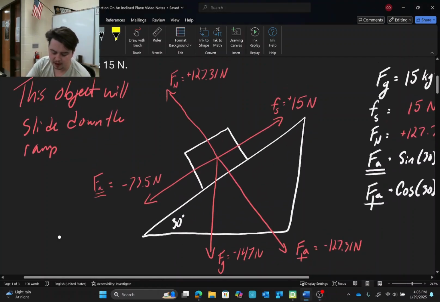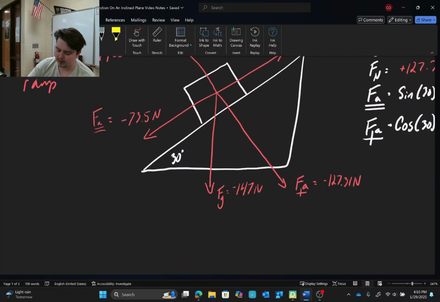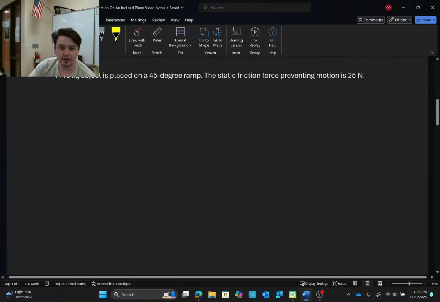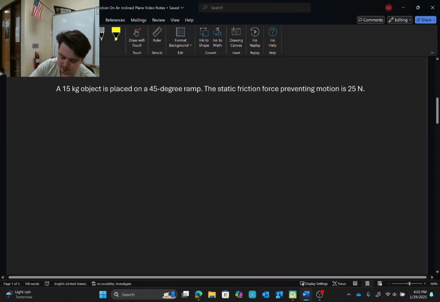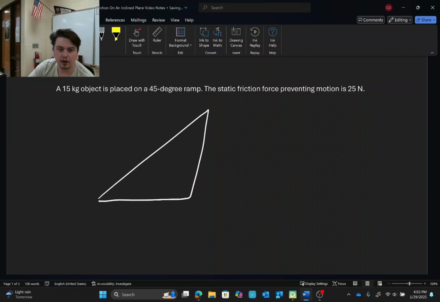All right. So the object will slide down the ramp. So we now know that, and we have a second situation here. Let's look at this and try and see what we can do. I did the first one, so let's work on the second one together. We're going to do the same thing. We're going to draw this inclined plane, and then we have a box on the inclined plane.